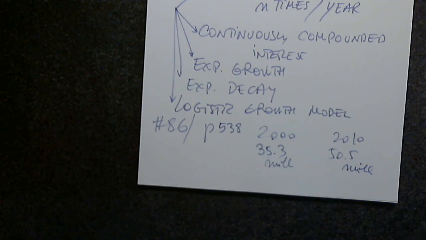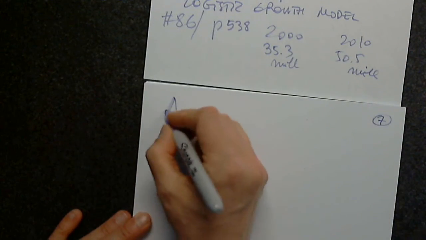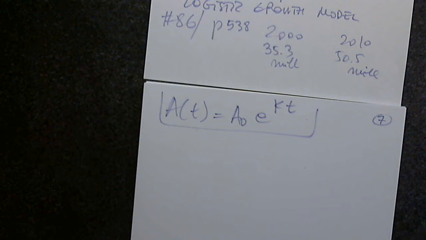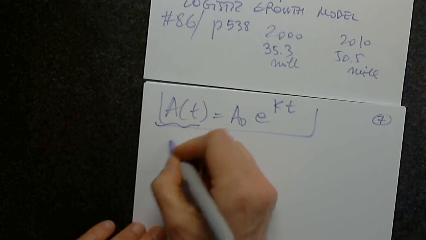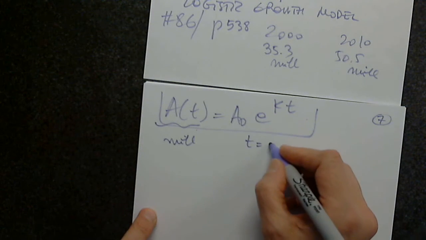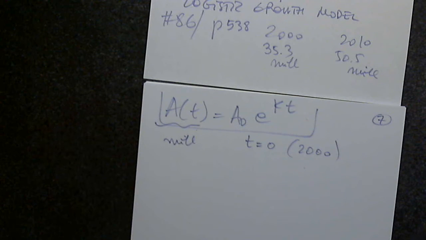The exponential growth function is given to us: A of t equals A0 e to the kt. This is the exponential growth model. It's given to us in the problem. It describes the U.S. Hispanic population A in millions, so I make a note, of course, in millions. It says t years after 2000. t equals 0 represents the year 2000. So t is the time in years.